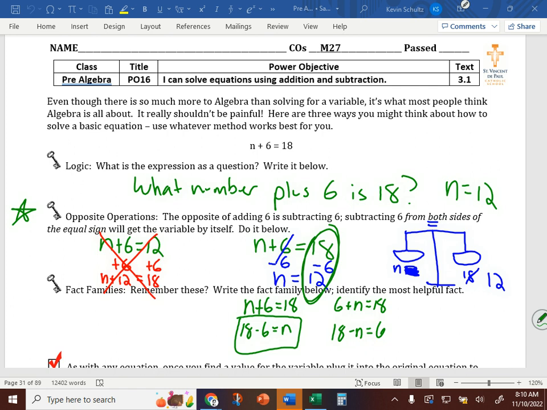All right. Questions on any of this? Again, this is where our solving equations journey begins.